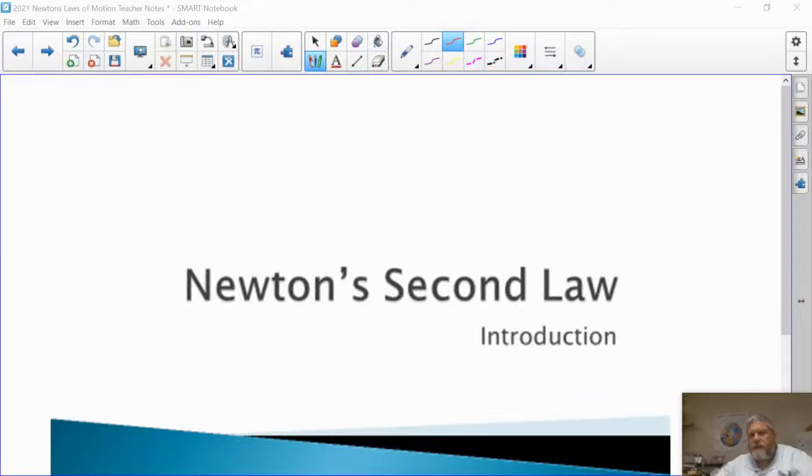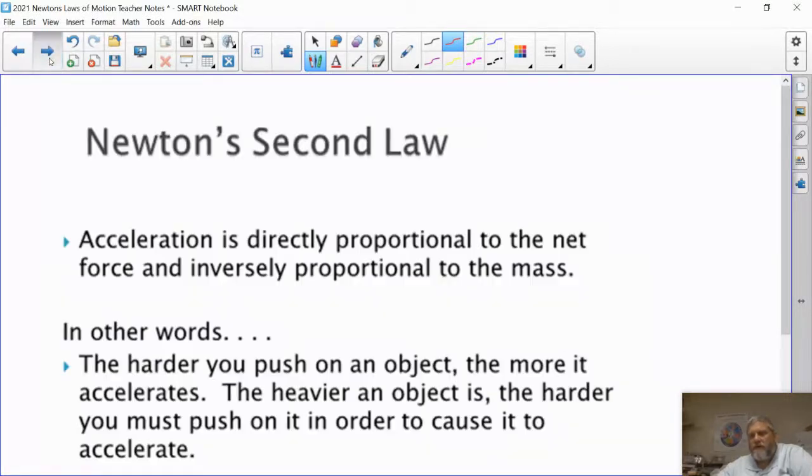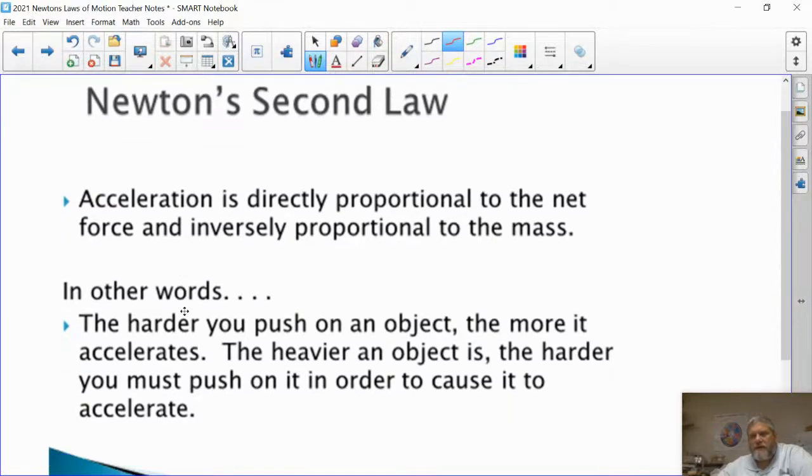All right, folks, it's me again. We're gonna talk about Newton's second law real fast. In some ways this is really the most important one, at least in terms of math. They're all very important. All right, so Newton's second law of motion basically talks about the acceleration.